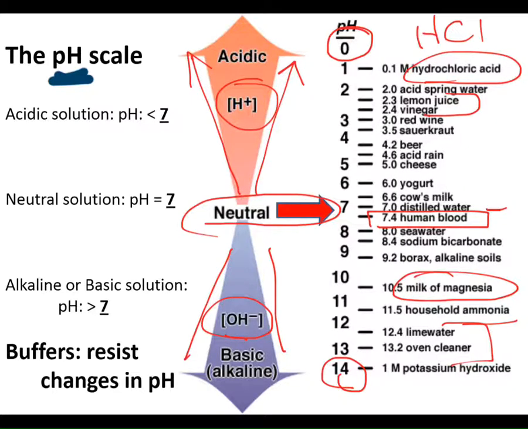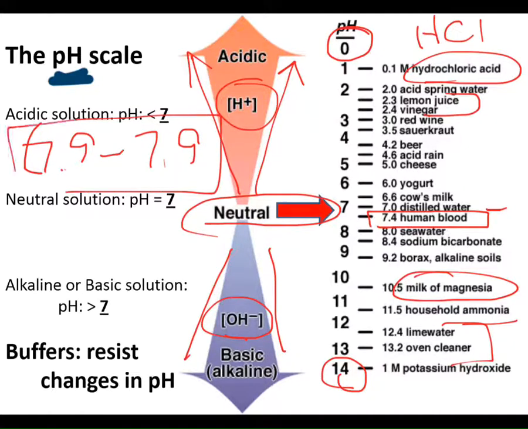Your body also has in it buffers. Buffers are substances which keep the pH from changing. In fact, your blood has to stay at 7.4 pH. Okay, that's critical. 7.4 is normal. 6.9 to 7.9 is all that we can handle in our blood, 7.4 being the middle. Anything below 6.9 or anything above 7.9, you're dead. Okay? So it's a pretty tight, regulated thing. Got to keep it pretty tight.